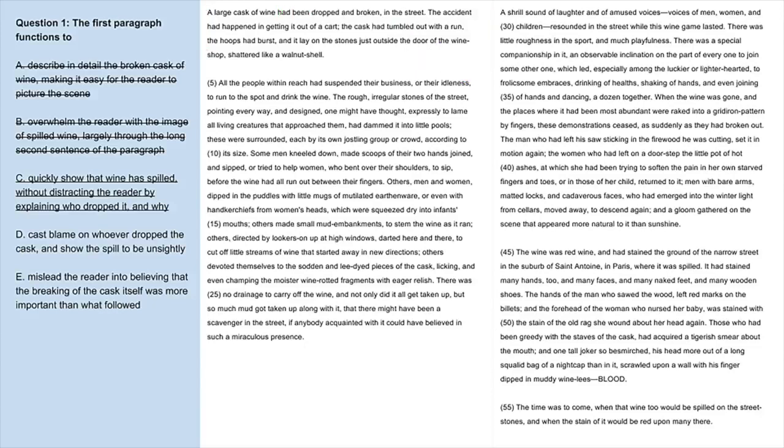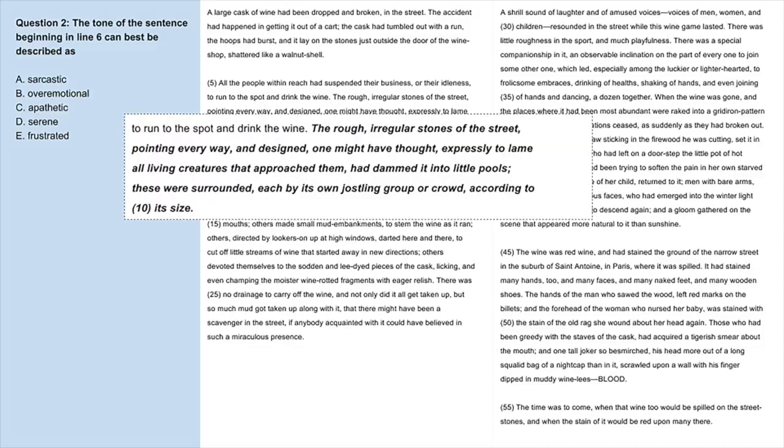D. Cast blame on whoever dropped the cask and show the spill to be unsightly. No, we've just seen that the use of passive verbs, the cask of wine had been dropped, it had tumbled out, take the focus off who actually is to blame, which means that no blame is cast here. So cross out D. E. Mislead the reader into believing that the breaking of the cask itself was more important than what followed. This just doesn't fit at all. The description is brief, and it leads into the much longer description of what follows, so this won't work. Cross out E. And the correct answer is C. Quickly show that the wine has spilled without distracting the reader by explaining who dropped it.